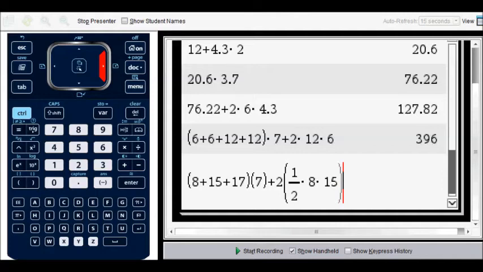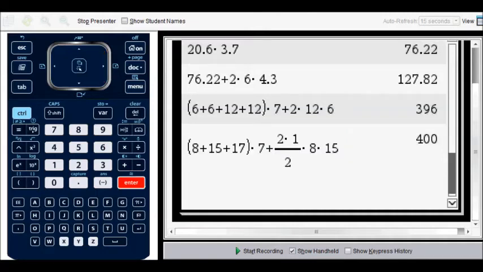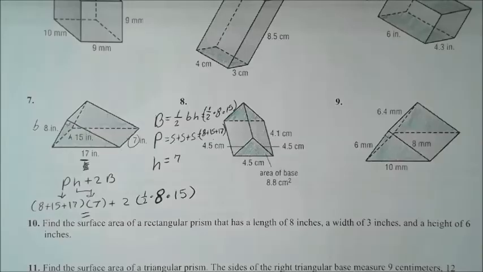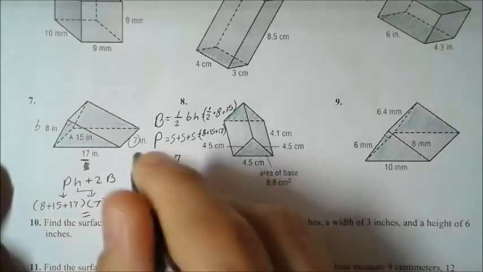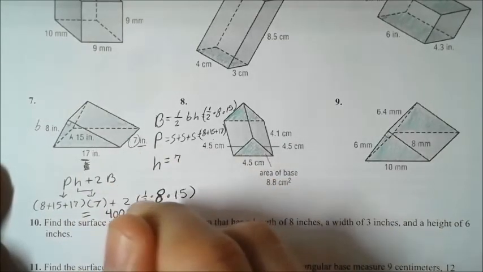You can pause it at this moment if you need to, and make sure you get this put in exactly like I have it. And then you're going to hit enter. And your answer is going to be 400. So let's go ahead and write that down. We don't even have to do any rounding on this one. It's an even 400. So our answer is 400, and that's inches squared.